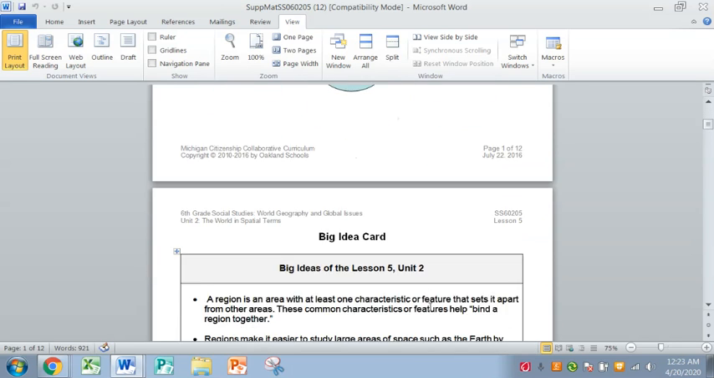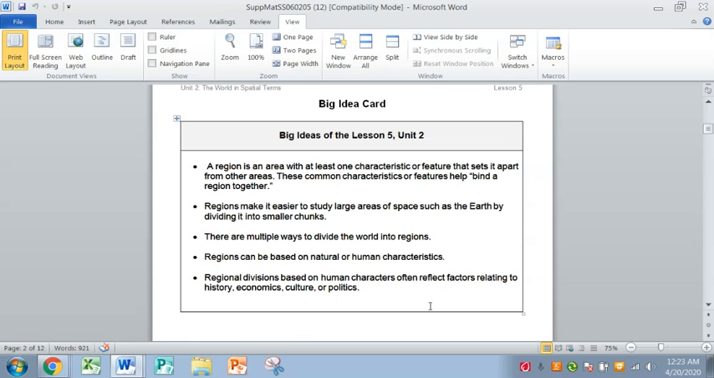So scrolling down, again, pause when you need to. Here are our big ideas for lesson 5. A region is an area with at least one characteristic or feature that sets it apart from other areas. These common characteristics or features help bind a region together. Again, they share a commonality that groups them together.